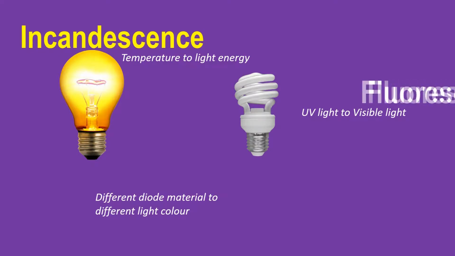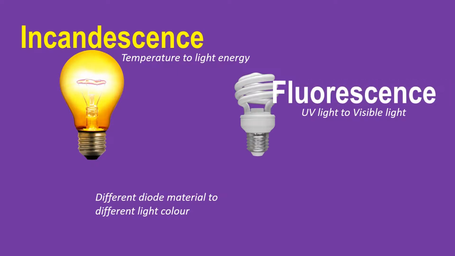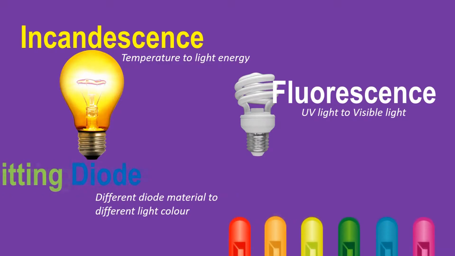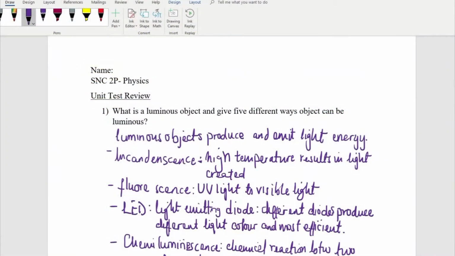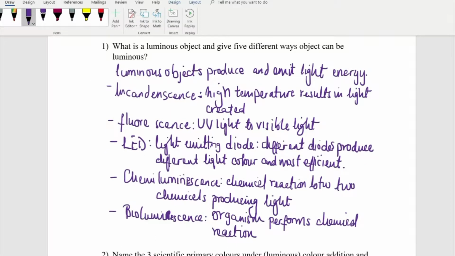Now the next one is fluorescence, and fluorescence converts UV light into visible light. Next is the light emitting diode, which is influenced by the different materials that cause different colors of light to be produced. The fourth one we're going to look at is chemiluminescence, which is where a chemical reaction is done between 2 chemicals.